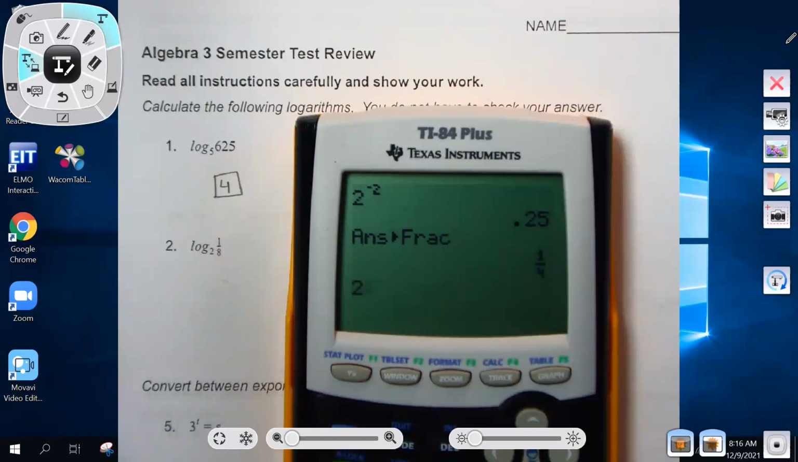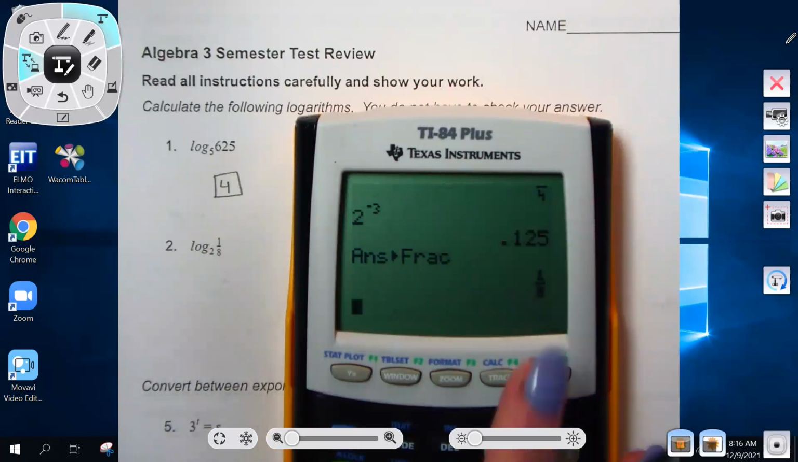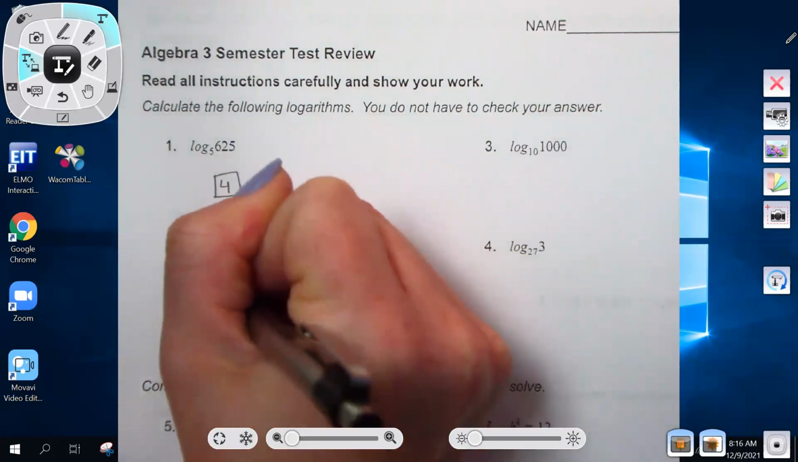So now I'm going to try -3. Math, enter, changes it to a fraction. That is 1/8. So we need our exponent to be -3, which means the answer on number 2 is -3.